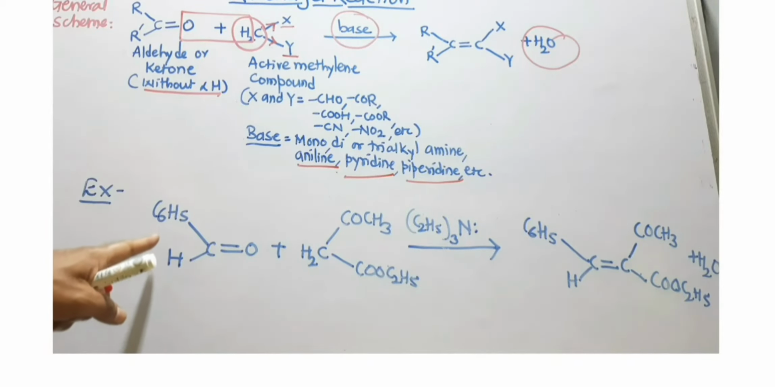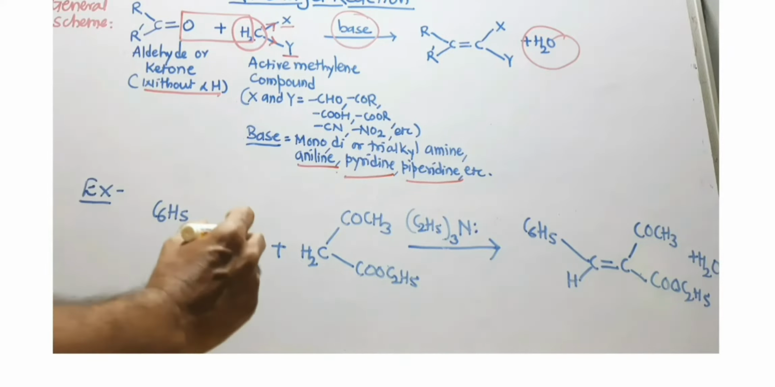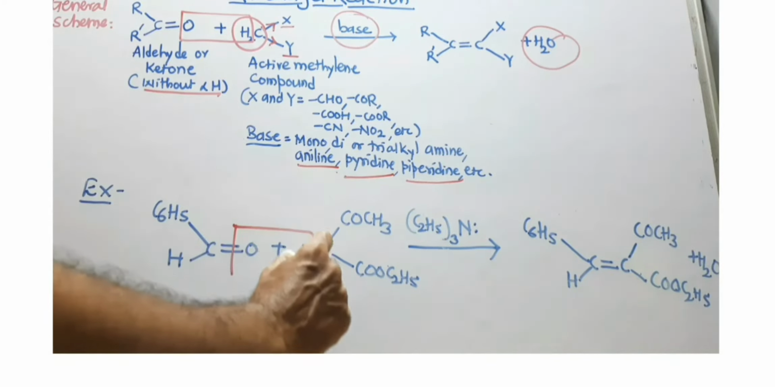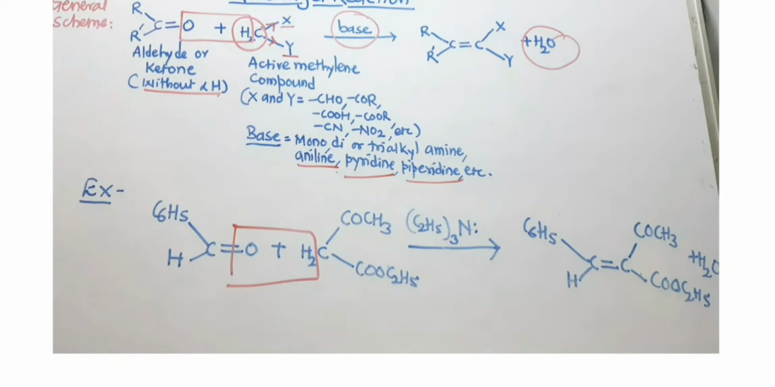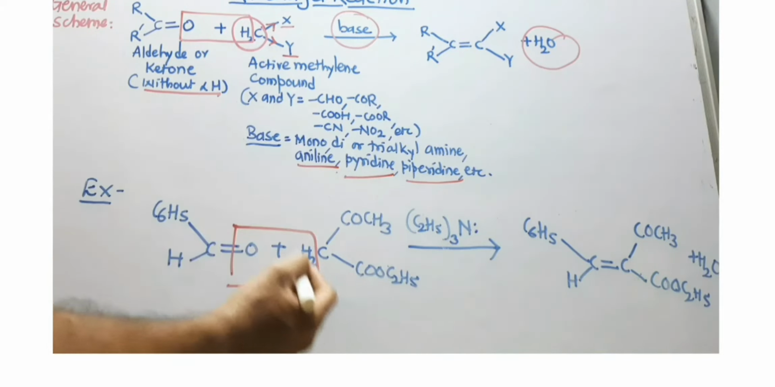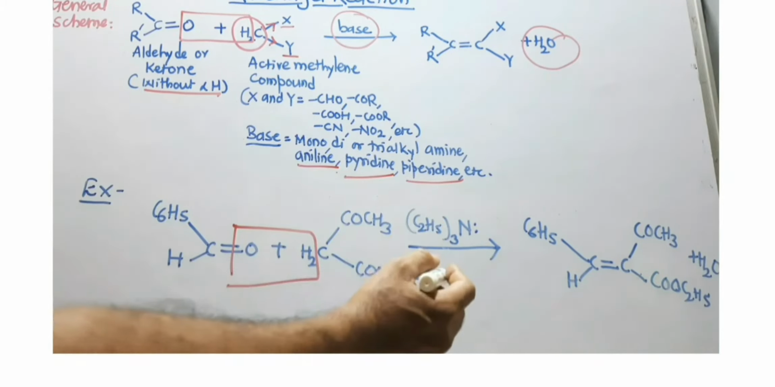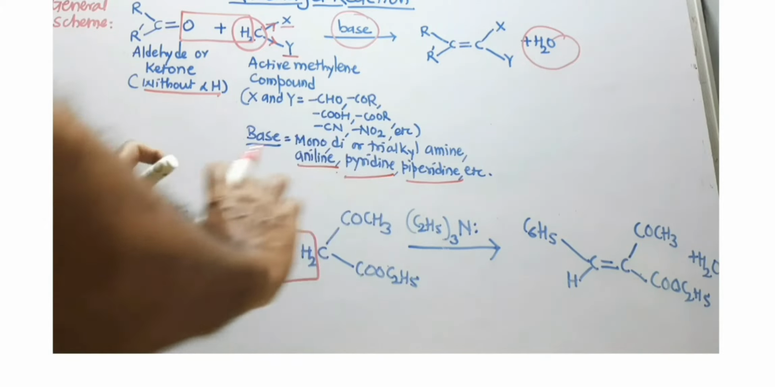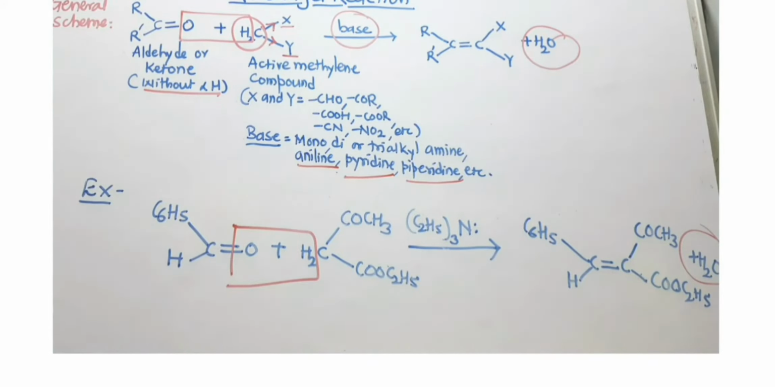So here I have taken one example, benzaldehyde, where there is no alpha hydrogen, so that will work okay as an aldehyde or ketone. And then, as I mentioned earlier, you need an active methylene compound. I have taken here ethyl acetoacetate. It's a very good active methylene compound. And here again triethylamine, a tertiary amine, I am using to do this reaction, joining these two remaining fragments, and I'll get here an alpha beta unsaturated compound along with a water molecule. So this is a general scheme of this reaction.